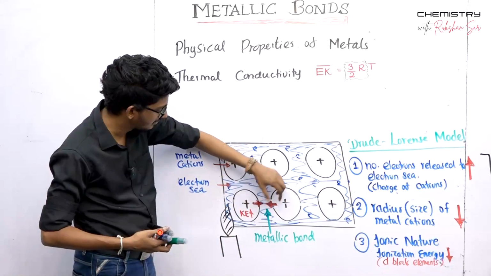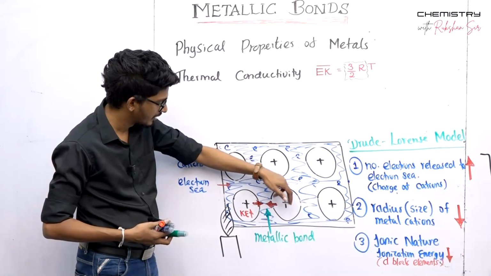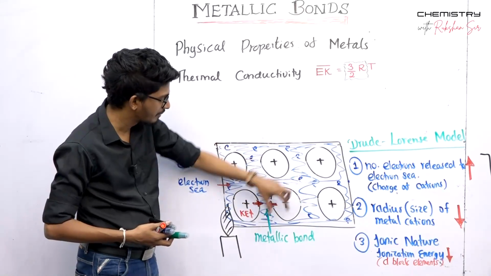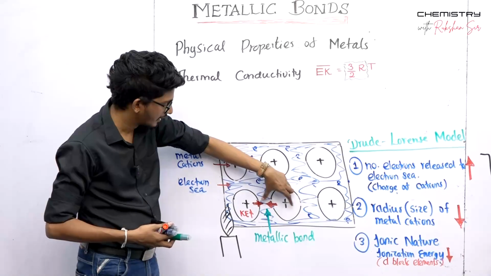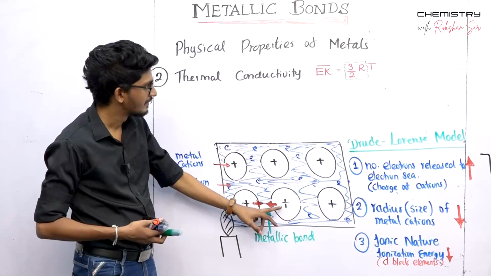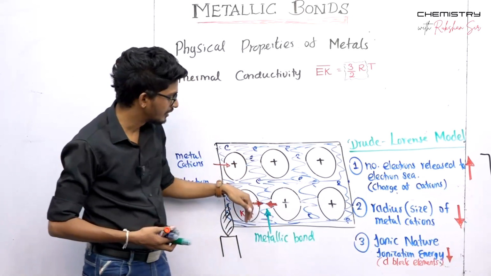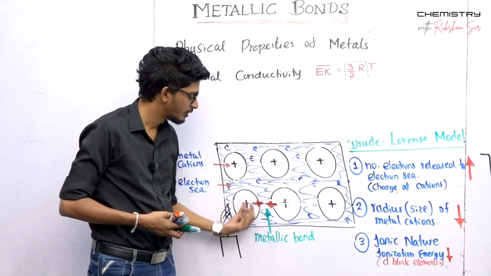When that particle collides with the adjacent cation, it will also start to move, it will also start to vibrate. The kinetic energy of this particle will transfer to here. It will also vibrate. That means its kinetic energy also increases. That means the temperature of this point will increase. So the temperature gradually goes towards here.